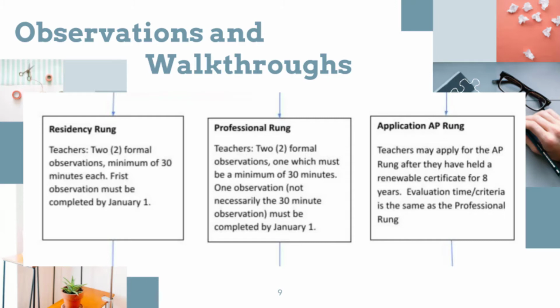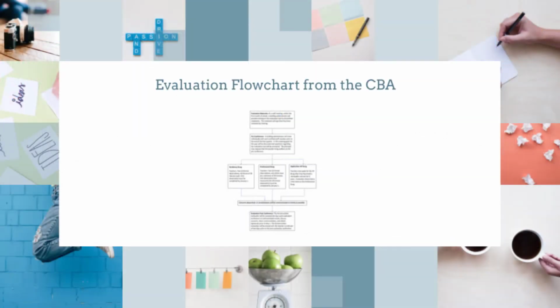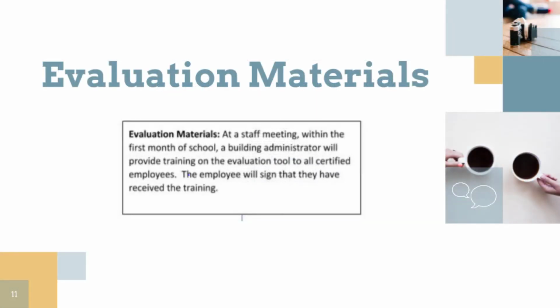The screen clipping regarding the 3 rungs comes from the evaluation flow chart at the end of the collective bargaining agreement. This slide shows the evaluation flow chart from the collective bargaining agreement. The evaluation materials, the pre-conference, and the post-conference will all be discussed next. This presentation will serve as this part of the evaluation process.